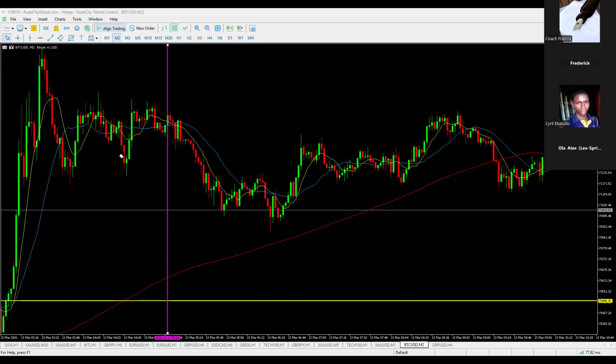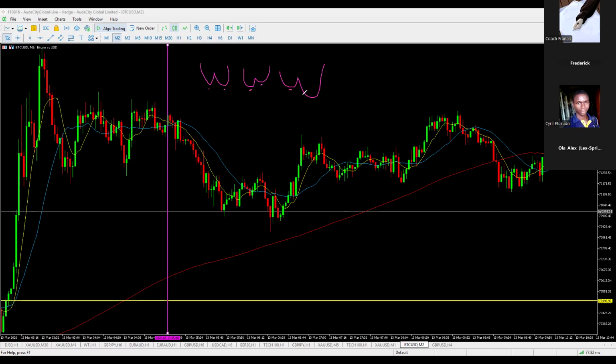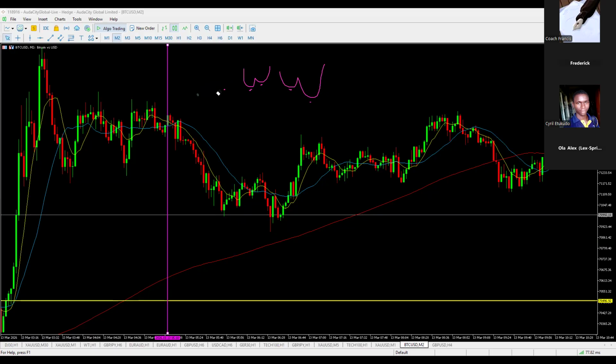Imperfect W's, I thought on that many years ago. W could be like this, W could be like that, W could be like that. So you can see equal lows. This low is higher than this one, this low is lower than this one, but it's a W. They're all W's nevertheless.